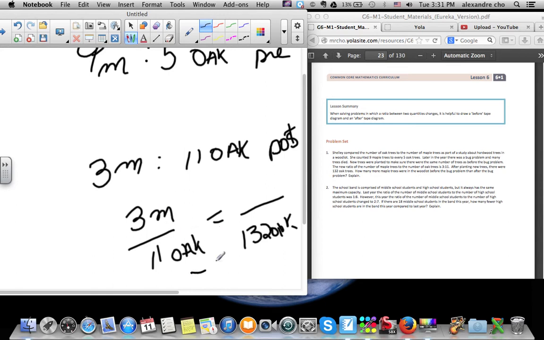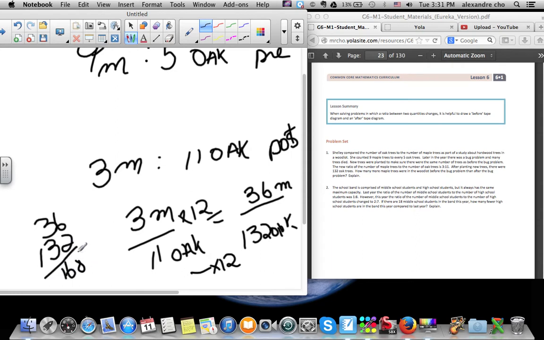Times 12, and so the top will be times 12, which gives you 36 maple. So, we now know what the total is, because it says there's the same amount of trees. So, post, after the bug problem, there are 36 maple trees, plus 132 oak, giving you a total of 168 trees. That's the total number of trees.